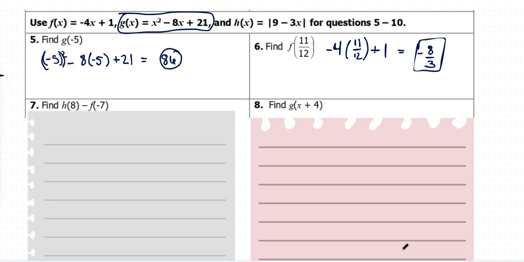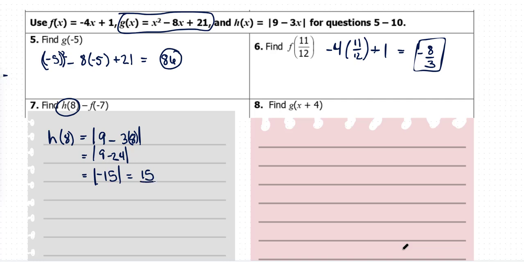So on the next one, I have multiple things going on. I have to find h of 8. So let's start there. My h function says that I am going to replace my x with an 8. So 9 minus 3 times 8 inside the absolute value. So 9 minus 24, which gives us a negative 15. And the absolute value of that is 15.